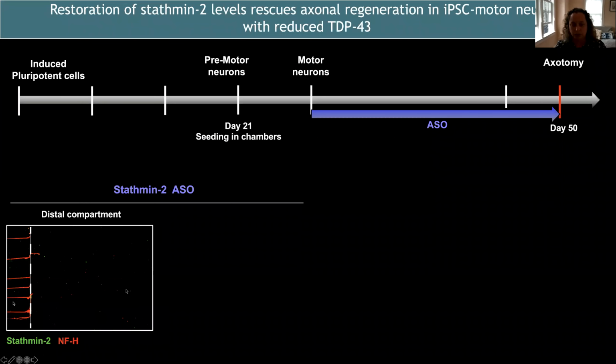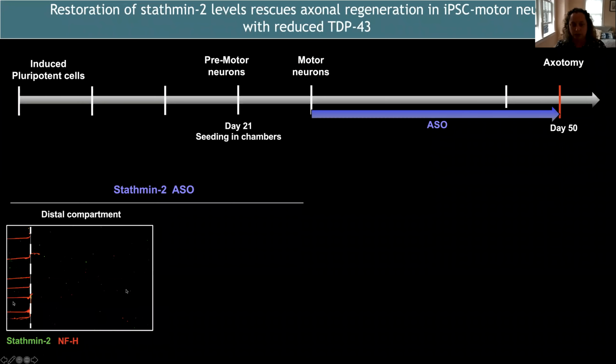And as I've shown you before, the motor neurons, when they're treated with TDP-43 ASOs, they do not regenerate. But if we block the abnormal splicing of stathmin-2, we are able to, again, rescue this abnormal phenotype and have axonal growth being restored. So these ASOs are under testing now in vivo in mouse models, including with the collaboration with Clotilde that I have mentioned.